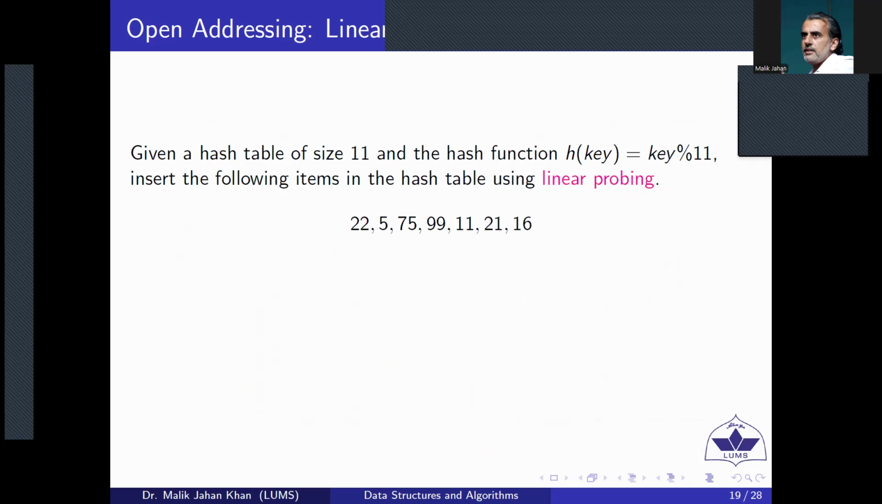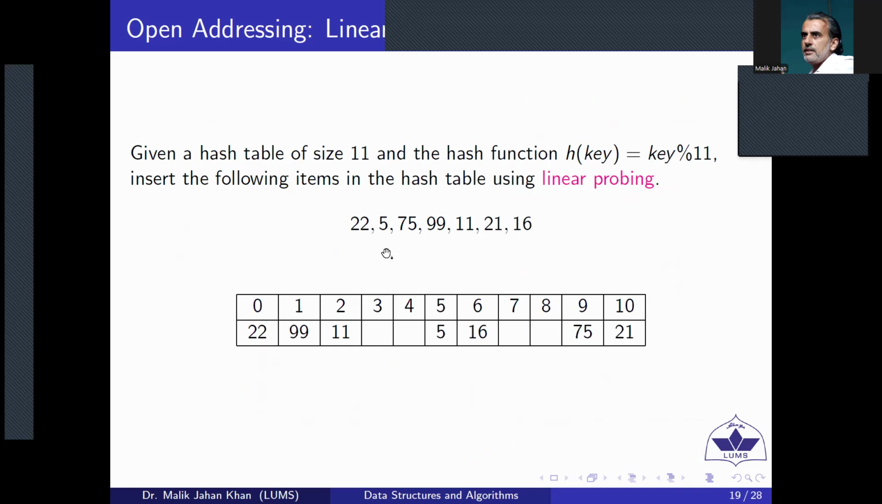Okay, given a hash table of size 11 and the hash function h of key is key mod 11, we have to insert the following elements in the hash table using linear probing. So 22 mod 11 is 0, 5 mod 11 is 5, so let me try to label them. I'm marking in green all those table elements which are being inserted without any collision. So 22 is the first element. Our hash table is initially empty, so this is fine. There's no collision. 5 is the next element. There is no collision.